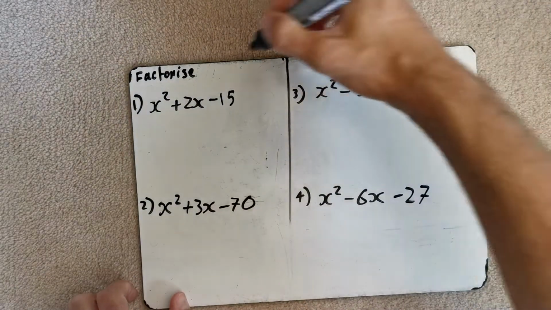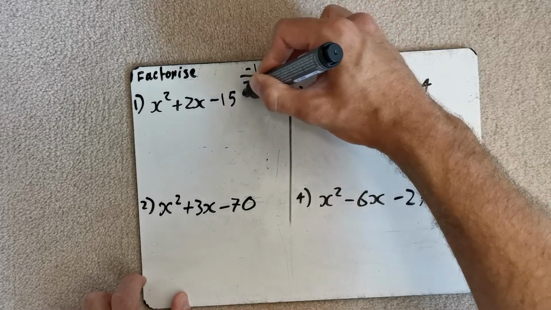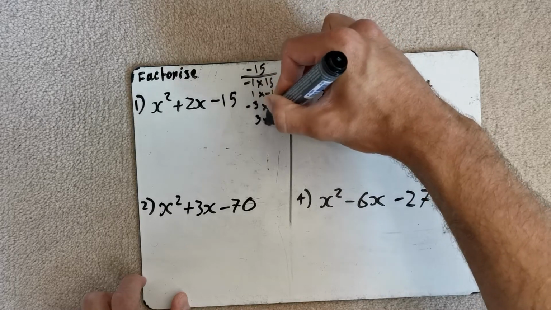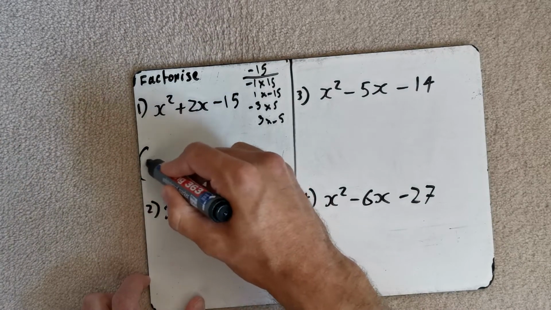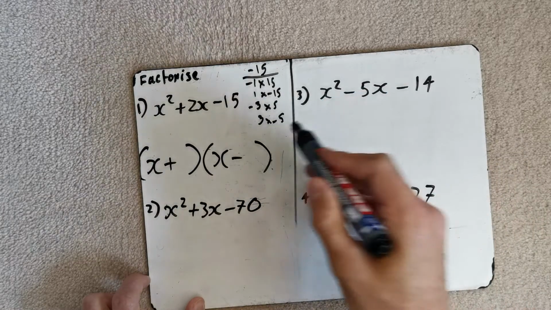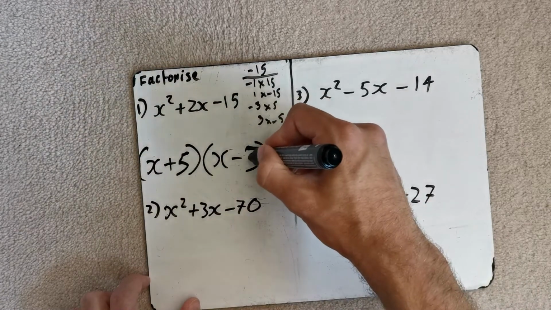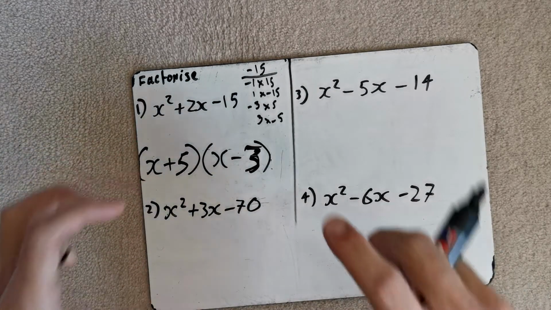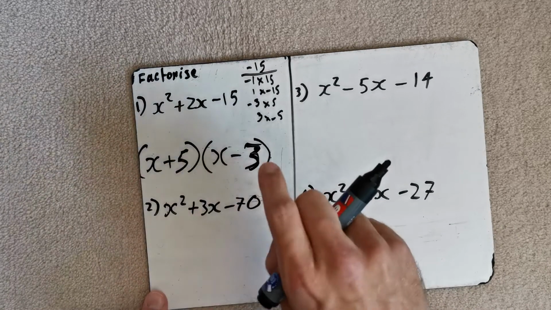Okay, right, what multiplies to make minus 15? We could have minus 1 times 15. We could have 1 times minus 15. Minus 3 times 5, or 3 times minus 5. Which of these pairs adds together to make positive 2? Have a think. It'll be the minus 3 and the plus 5. x plus 5, x minus 3. You could put x minus 3, x plus 5, but make sure that the minus is with the 3 and the plus is with the 5. Otherwise, it's wrong, I'm afraid.